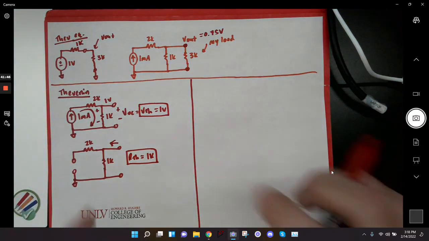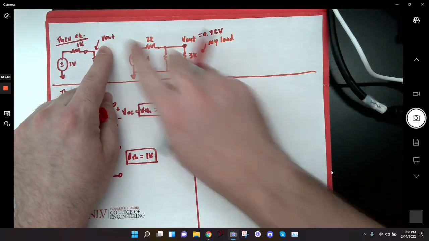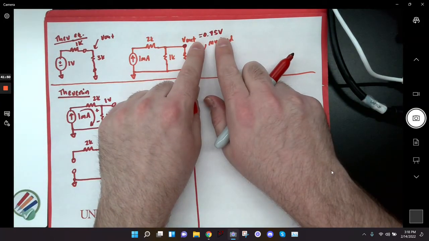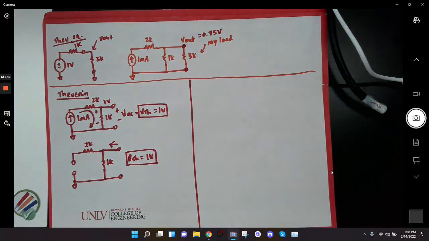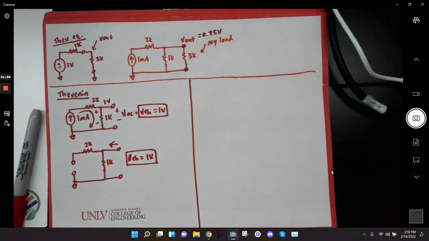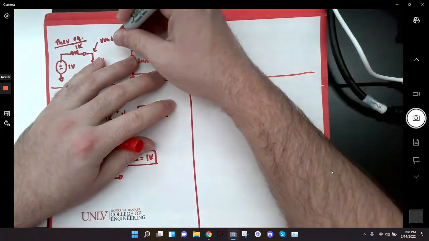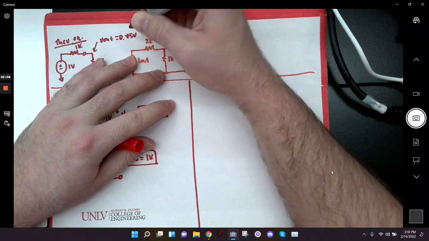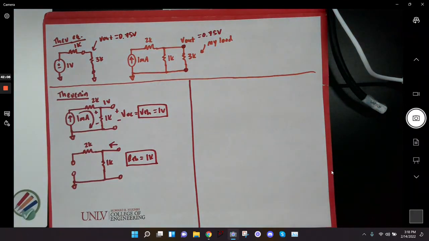And what I should see is that my V out should be exactly equal to my V out from my original circuit when I put this load back in. So some of you may have already noticed that it will be, but it's just a voltage divider. It's going to be 1 times 3 over 4, which gives me 0.75 volts. So I can confirm that that equivalent is correct. Any questions about that before I do anything with Norton? Any questions about anything I did?